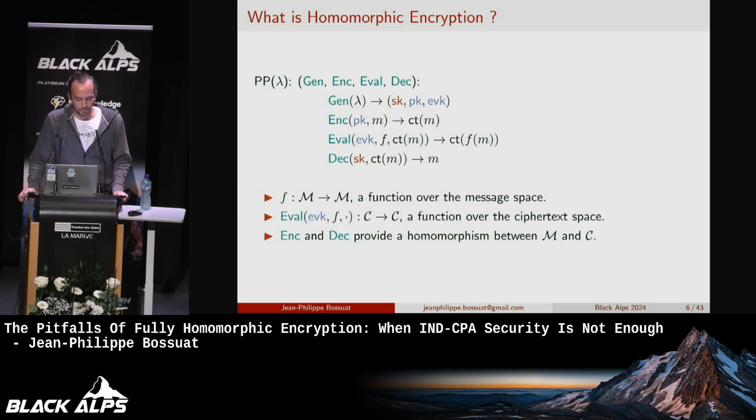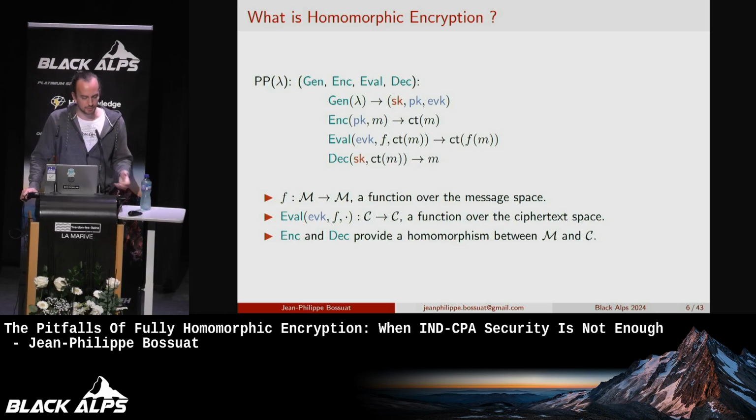So in a nutshell, homomorphic encryption is an algorithm where you have, of course, a way to generate a secret key, a public key, and some evaluation keys that are needed for the evaluation phase. An encryption algorithm, an evaluation algorithm that takes a function, the evaluation keys, and a ciphertext, and outputs a new ciphertext that encrypts the message on which the function was applied, and a decryption algorithm.